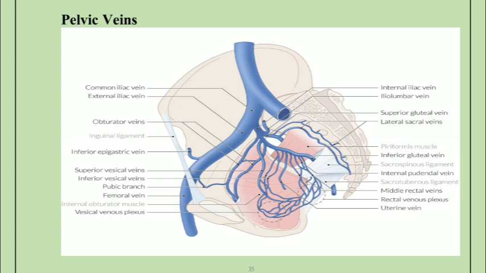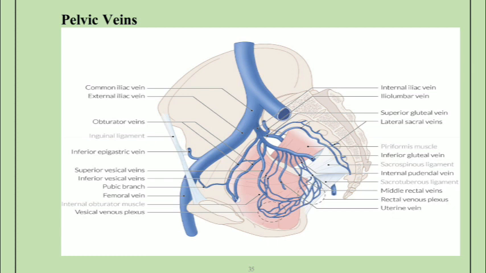So much for the pelvic arteries. I really need to go on to talk about the pelvic veins now. So the pelvic veins are illustrated right here. The pelvic veins empty into, they are tributaries of, the internal iliac vein and the common iliac vein. So they all empty into the internal iliac vein, and eventually the blood gets to the common iliac veins.